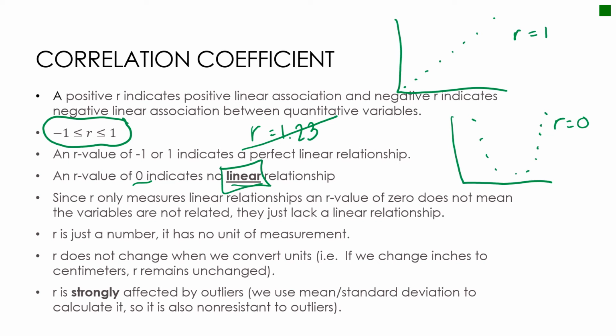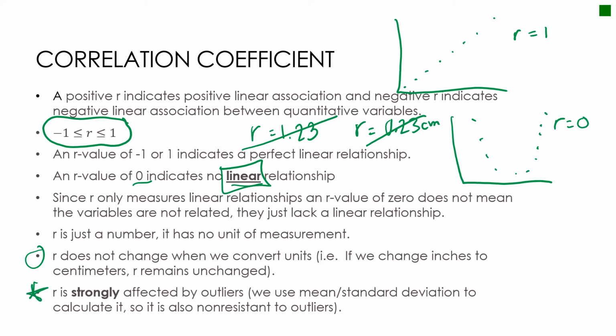R is just a number. It doesn't have a unit. So again, if they said R equals 0.23 centimeters, you would know immediately that that would not be okay because there's no unit. And also it doesn't change if we change inches to centimeters, etc. It is still going to be the same correlation coefficient.